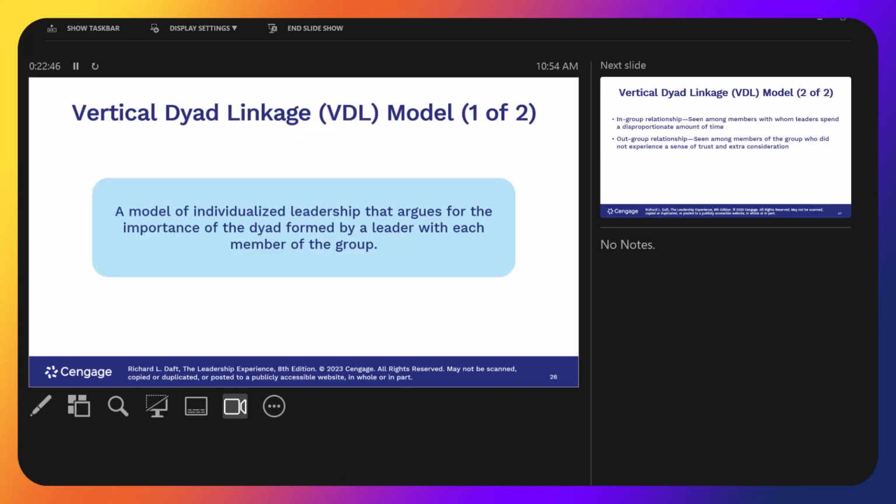Vertical dyad linkage. A model of individual leadership that argues for the importance of the dyad formed by a leader with each member of the group.